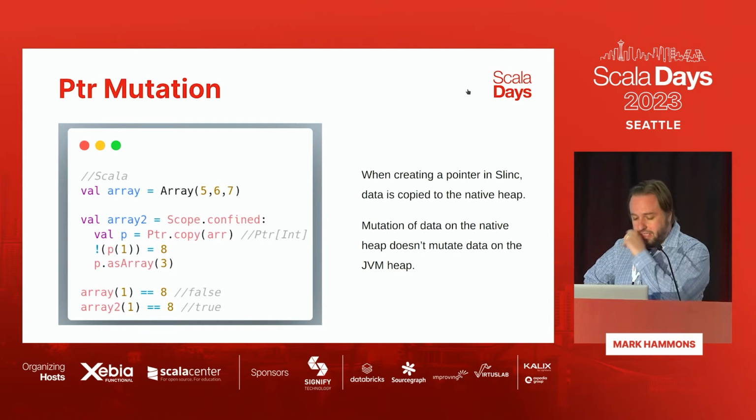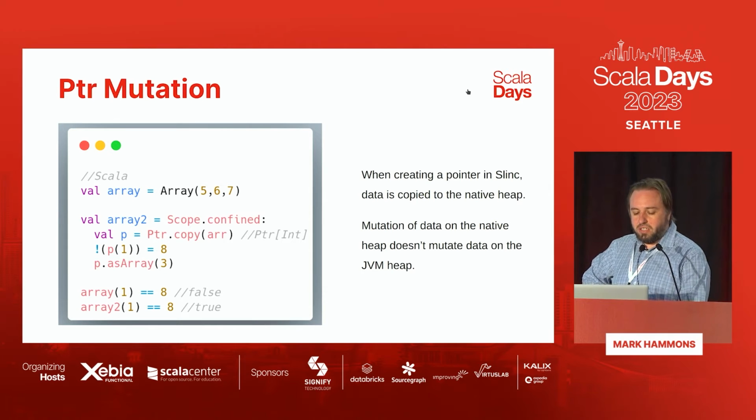We copy the array into the native heap using pointer.copy, and for that we get a pointer of int back, because in C typically an array is viewable as a pointer to some type, not as an array type specifically. So the equivalent in C is a pointer. And here we offset to the second element of the array and assign that value 8. So now in native memory it's an array of 5, 8, 7, and then we pull it back out of native memory with p.asArray and the size of the array, which is 3.